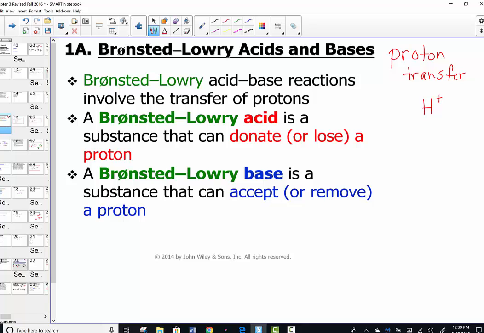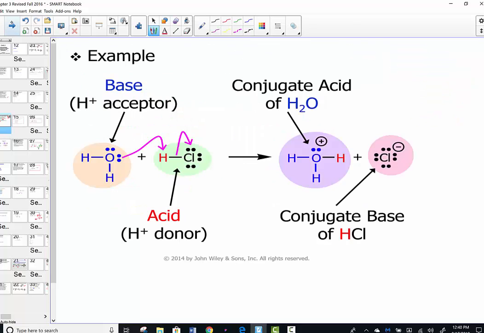The Bronsted-Lowry acid-base reactions involve the transfer of protons. We define a Bronsted-Lowry acid as anything that can donate a proton. When I say proton, you think hydrogen ion. And a Bronsted-Lowry base is any substance that can accept a proton. A hydrogen ion acceptor is a base. A hydrogen ion donor is the acid. In Bronsted-Lowry, it's all about proton transfer.